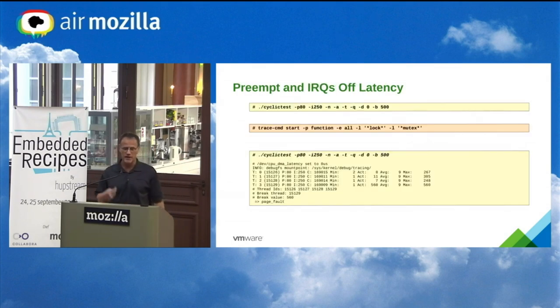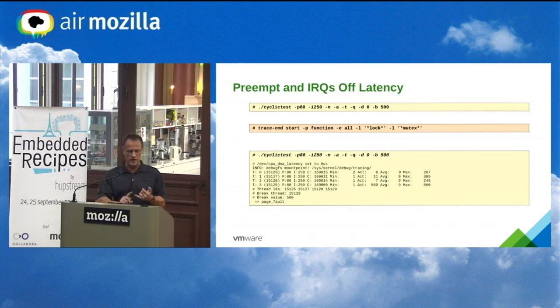The way I do this is I kick off cyclic test, and then on another screen in another terminal, I kick off trace command. The reason is that cyclic test still monkeys with it. It used to be that my cyclic test would enable all the function tracing and all that. I don't want cyclic test doing the work. I want to control what I'm doing. So instead of using trace command record, I use trace command start, which will just enable all the tracing and be done with it.